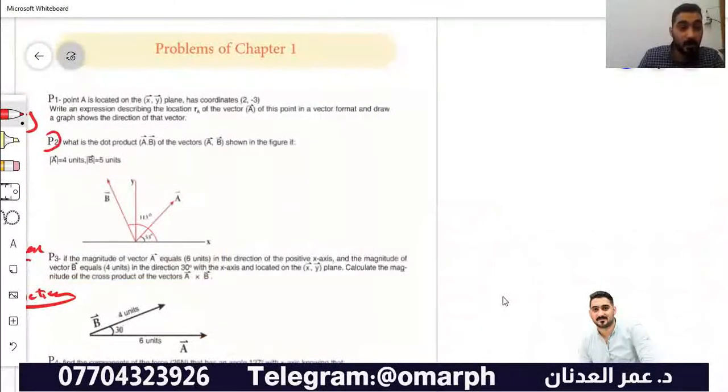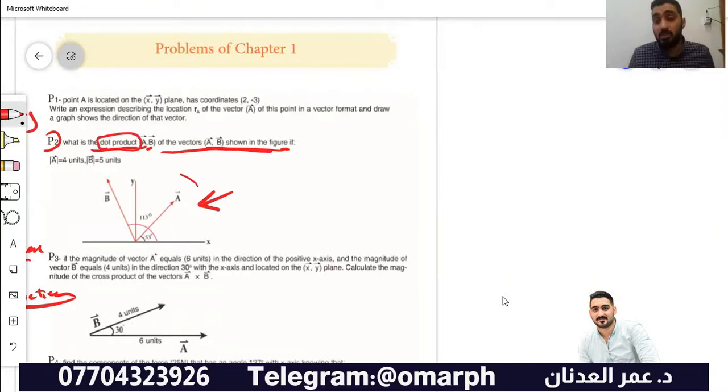P2, what is P2? Problem of the chapter. P2: what is the dot product of vector A and vector B as shown in the figure below? It means in this figure, he needs to get the dot product. That means we need to use the law of dot product of multiplication of vector A by vector B.